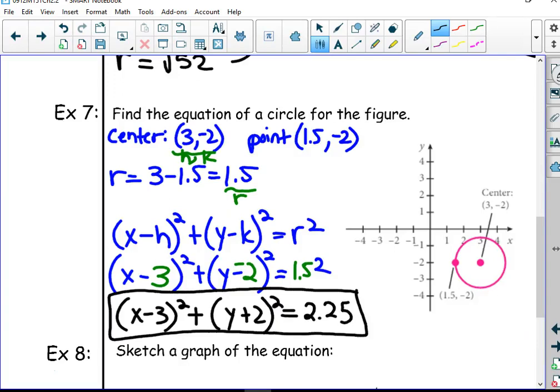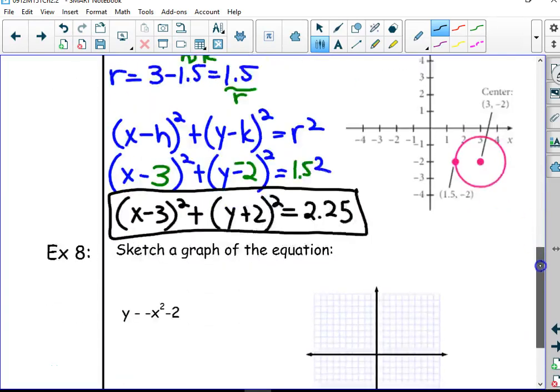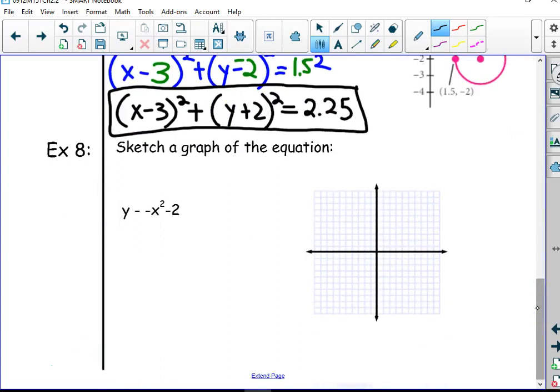Okay, last problem. We're going to sketch a graph of the equation. All right, and this is completely different from everything we've been working on in this chapter, but I want to remind you what we see here. This is a quadratic that has, whoops, this is a copy error, that should be an equals. This is a quadratic that has a negative, so that's a reflection. And this is our y translation. This is down 2.